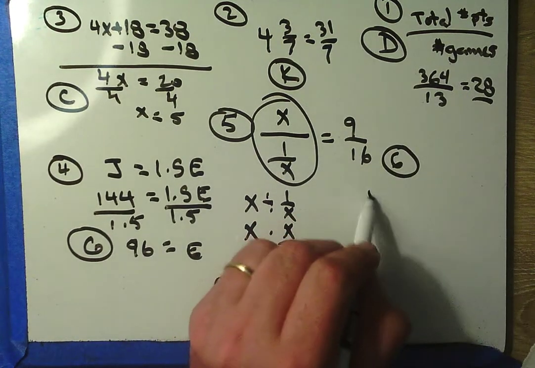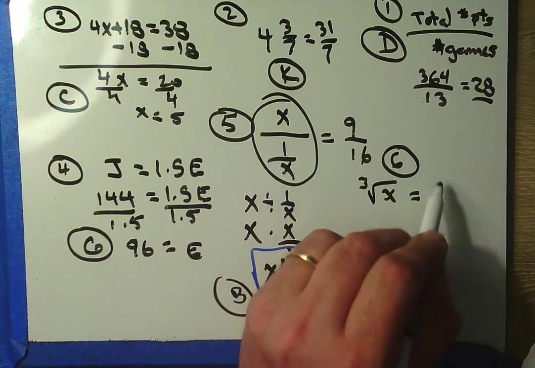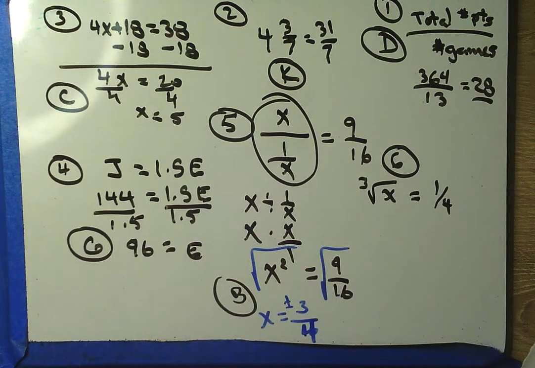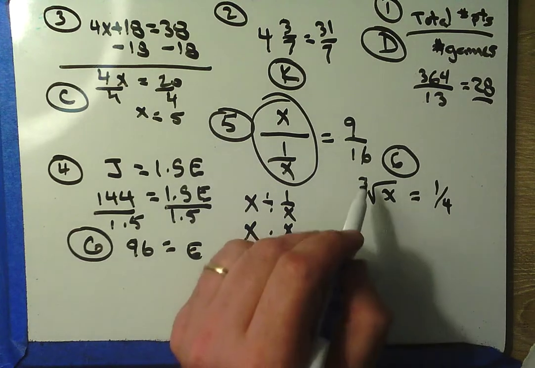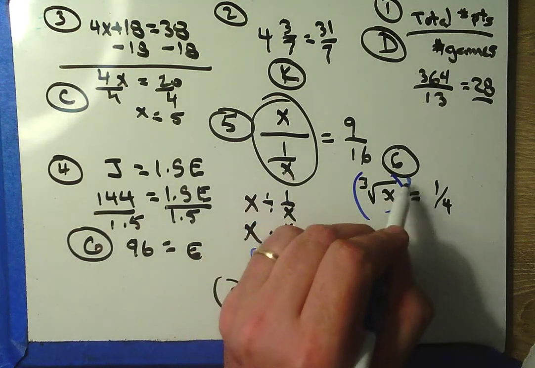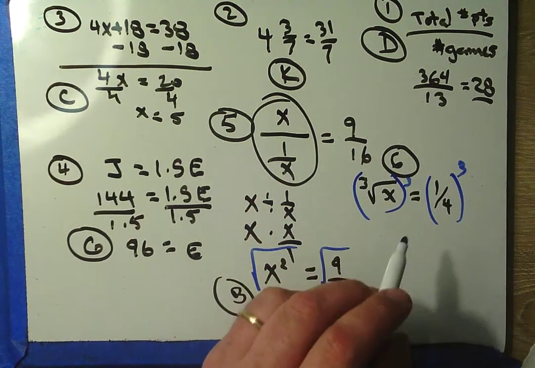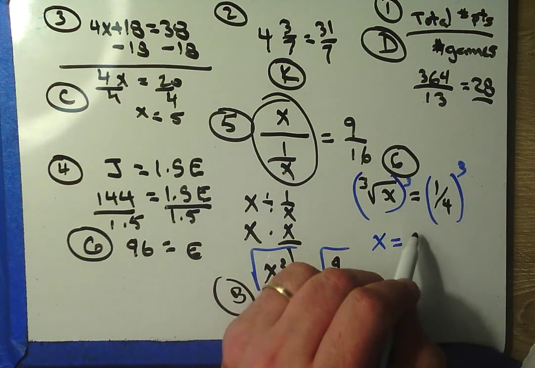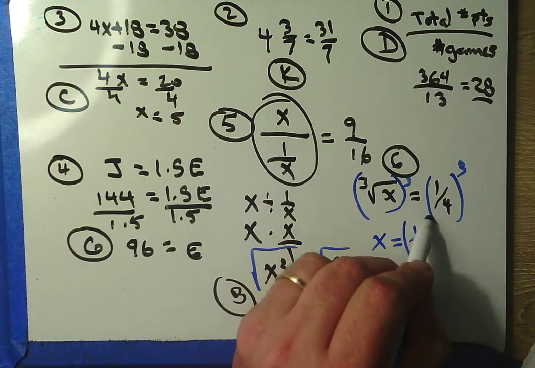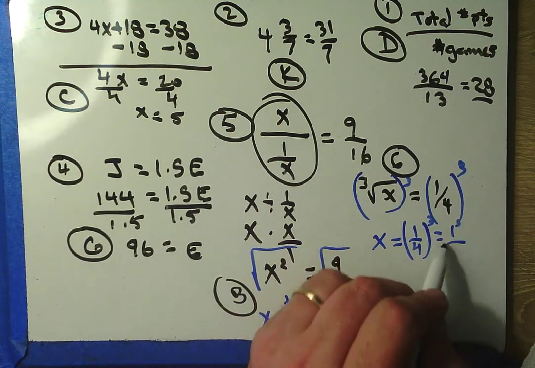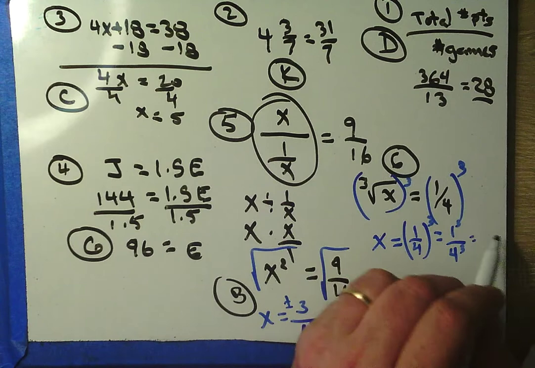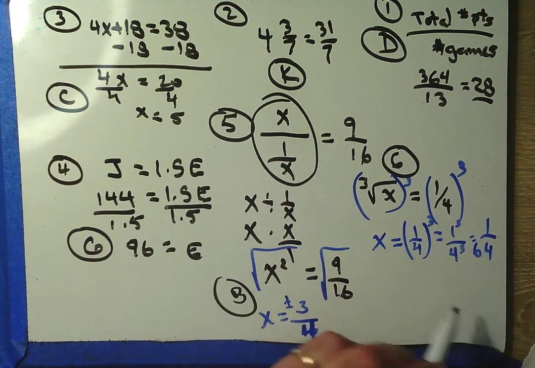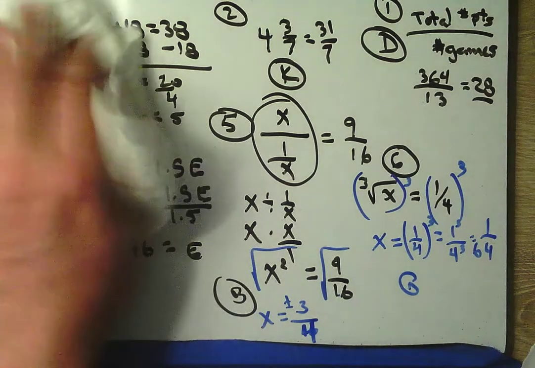How about number 6? 6 says if the cube root of x equals 1/4, then what does x equal? Well, what undoes cube root? Cubing does. So I need to cube both sides. On the left side, I get x. On the right side, I have 1/4 to the third, which is 1 to the third over 4 to the third, or 1 over 64. And so G is my answer for number 6.